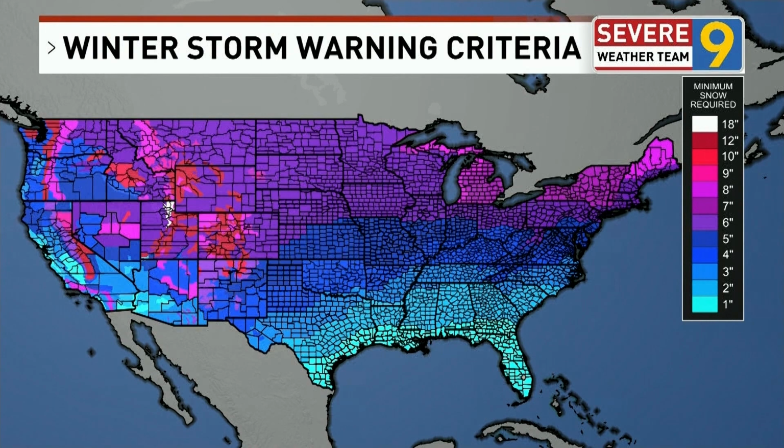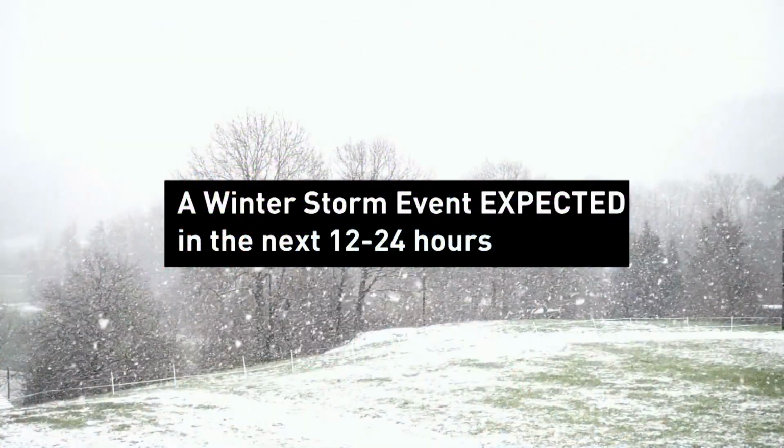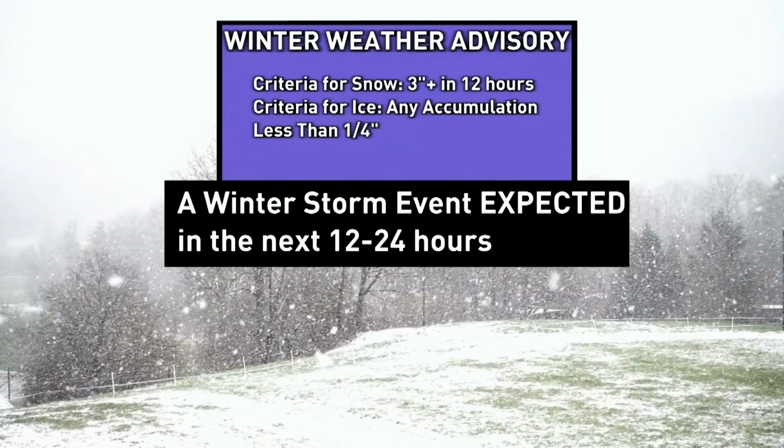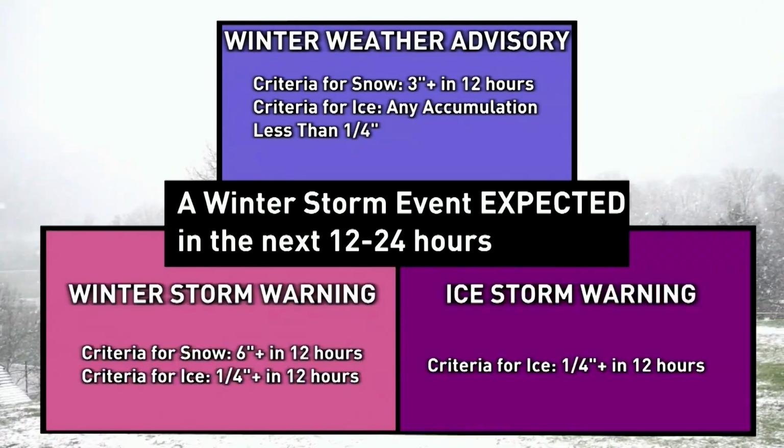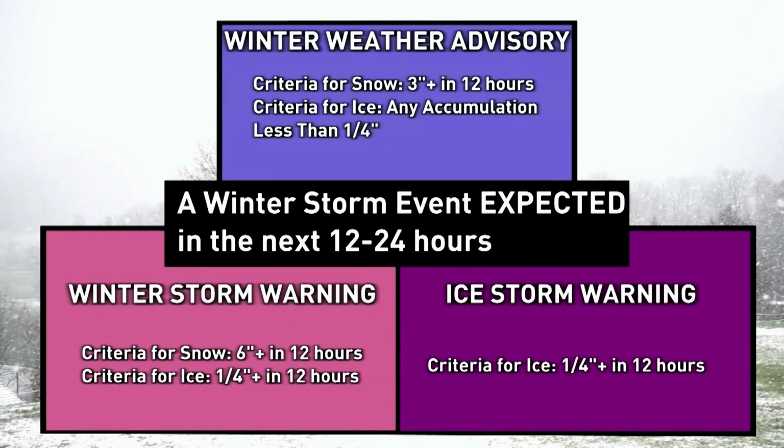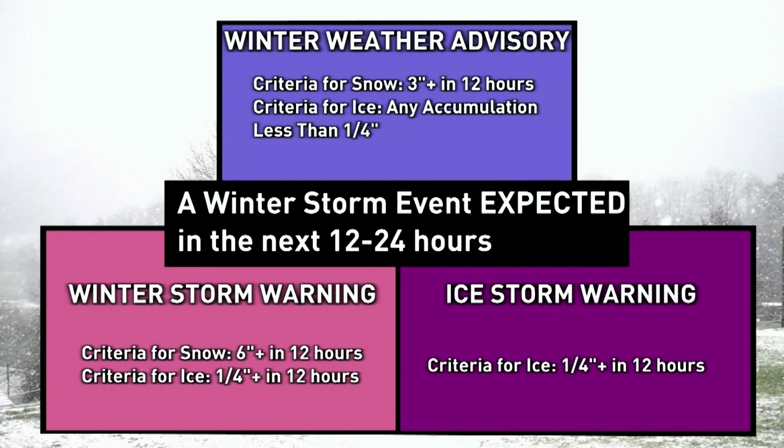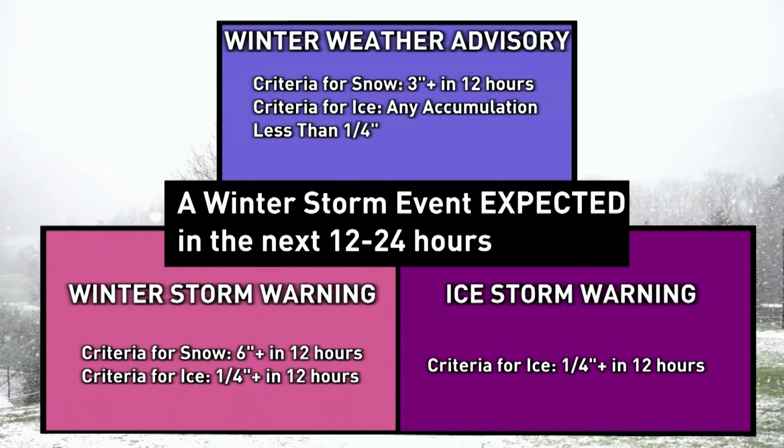Sometimes winter storm warnings are issued when 1/4 of an inch of ice or more is expected, along with some snow. A somewhat rare ice storm warning gets issued when only freezing rain falls, accumulating to 1/4 of an inch in 12 hours. Winter weather advisories are issued for snowfalls around 3 inches and or ice accumulation less than 1/4 of an inch.